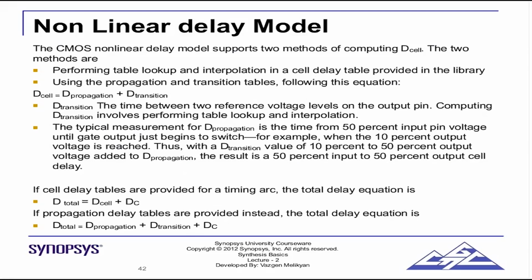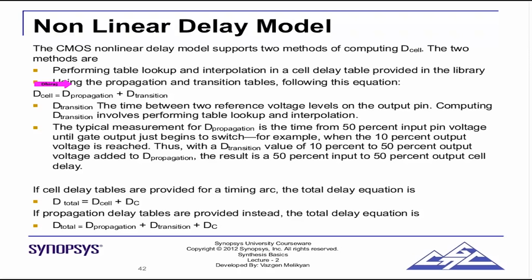The two methods are: first, that the delay is already provided as a lookup table. So there is a table, it has some entries, and the table represents the delay value itself, complete delay value. So the tool will just do the interpolation. We will see how. Second method is we provide two tables, propagation table and transition table. Directly the delay is not given. The delay is split into two parts. The first part, the propagation, represents the propagation delay.